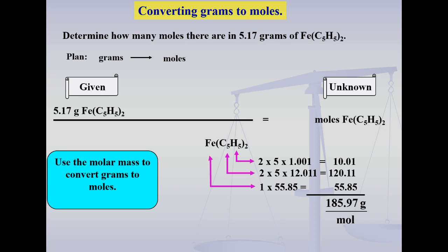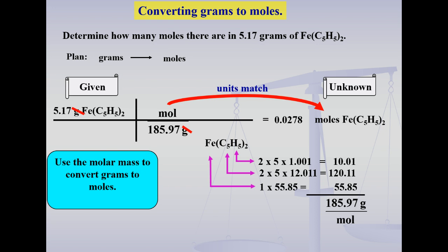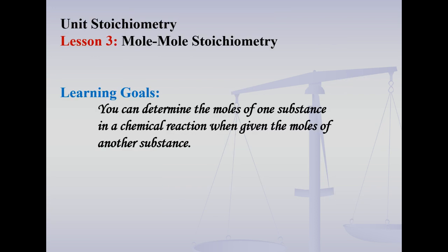So applying this to the problem, we're going to multiply by that conversion factor, unknown unit on the top. So we're going to flip that and have 1 mole over 185.97 grams. So you're going to divide by that number, round to the correct number of sig figs, which would be 3. Divide out the unit, grams, and that will give us 0.0278 moles of ferrocene. Okay, units match, we're good to go. And that is our very quick unit on the approach to problem solving.